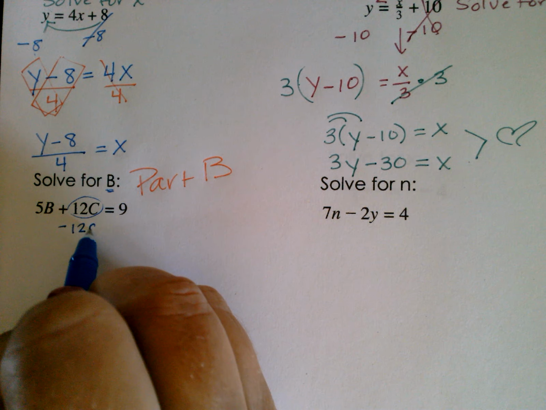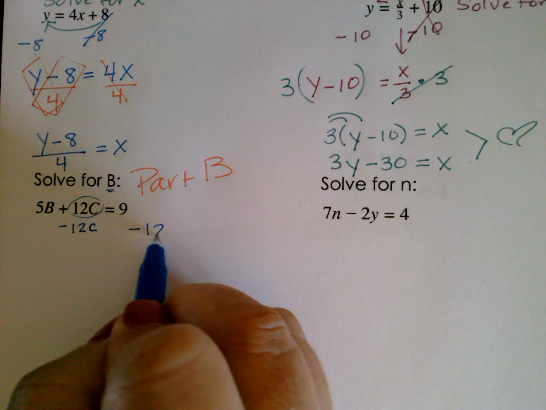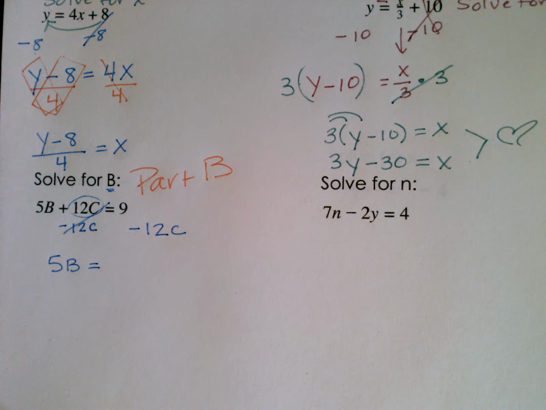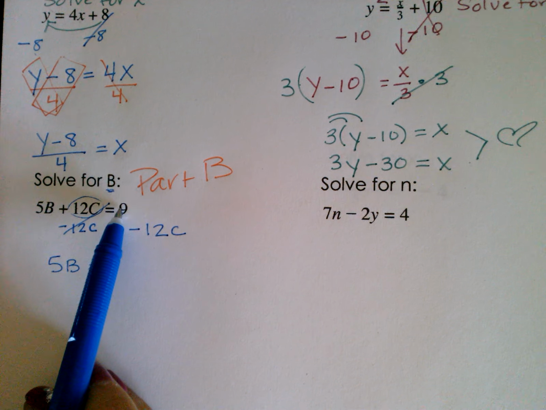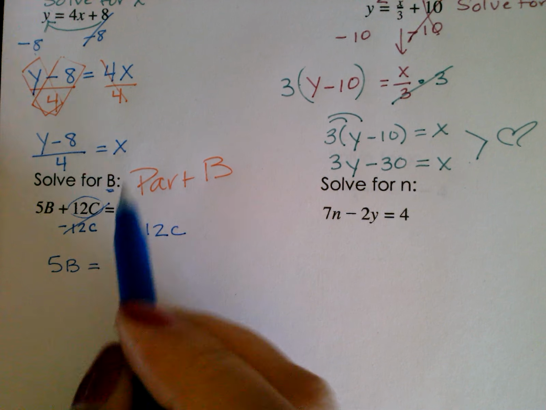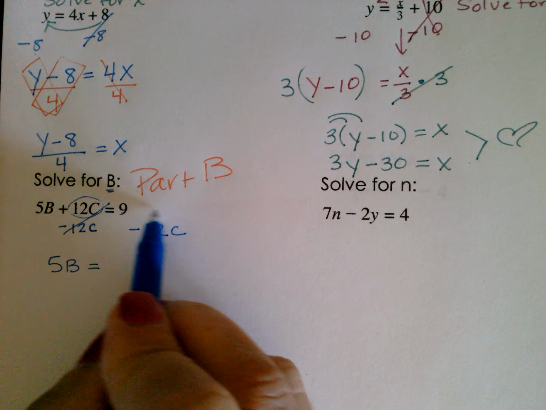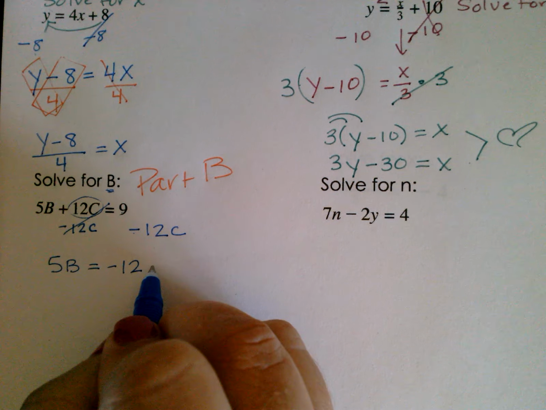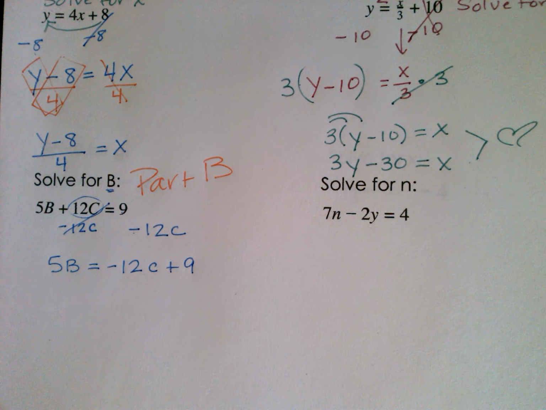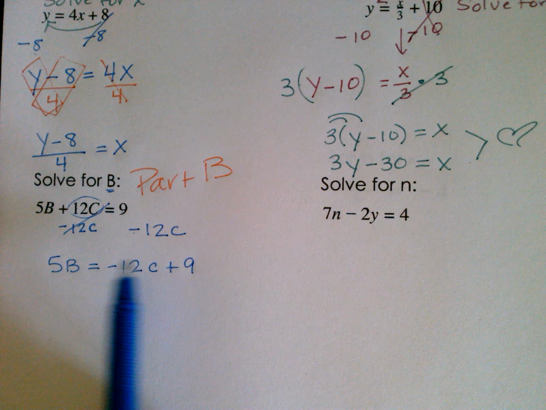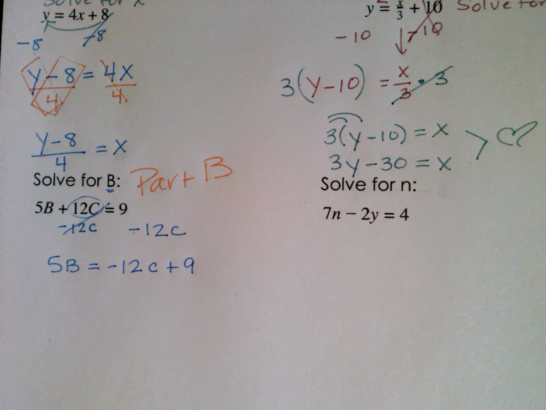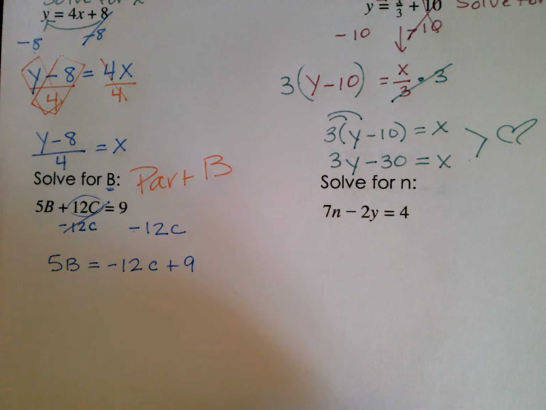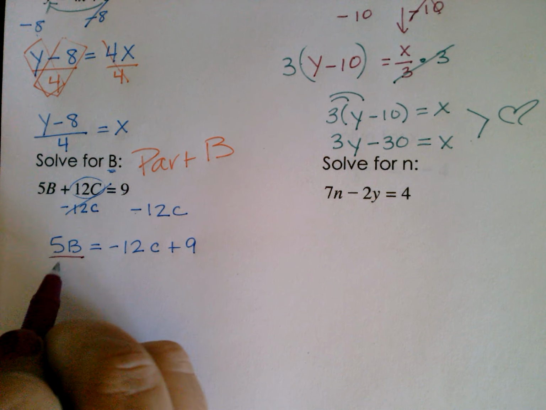I would minus 12C, minus 12C. 5B equals, now these two are not like terms. This is an integer. That's an integer with a variable, so I would have negative 12C plus 9, or you could do 9 minus 12C. It does not matter. I traditionally like to have variables in descending order. A number written next to a letter means multiplication.